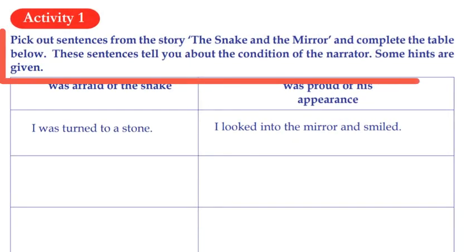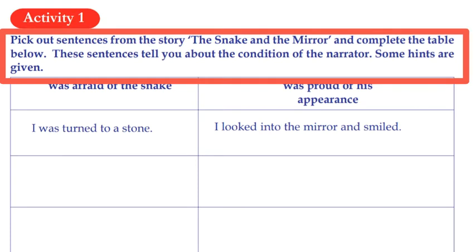Pick out sentences from the story The Snake and the Mirror and complete the table below. These sentences tell you the condition of the narrator. Some hints are given there.